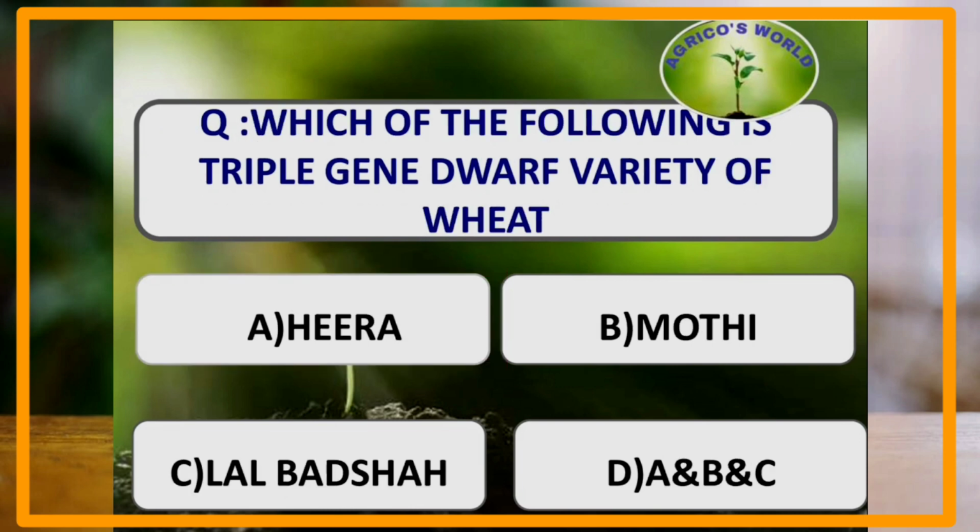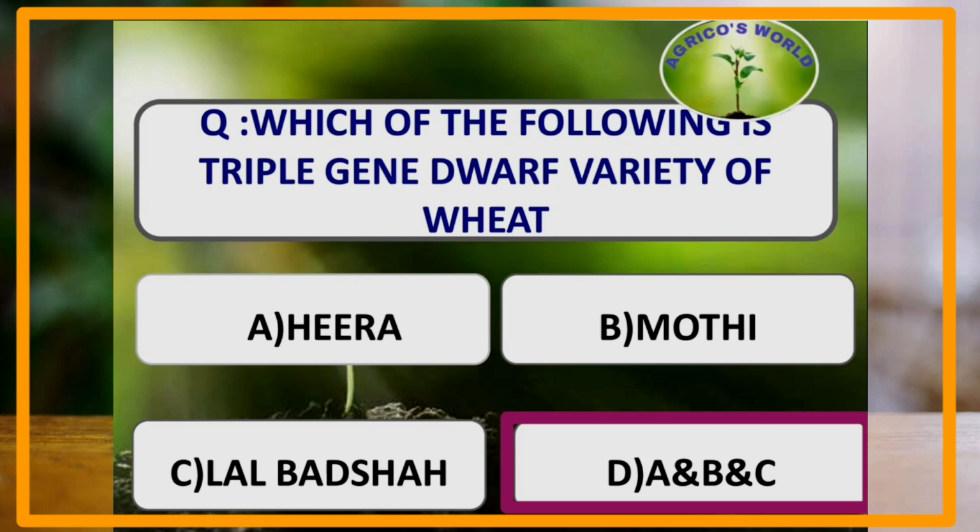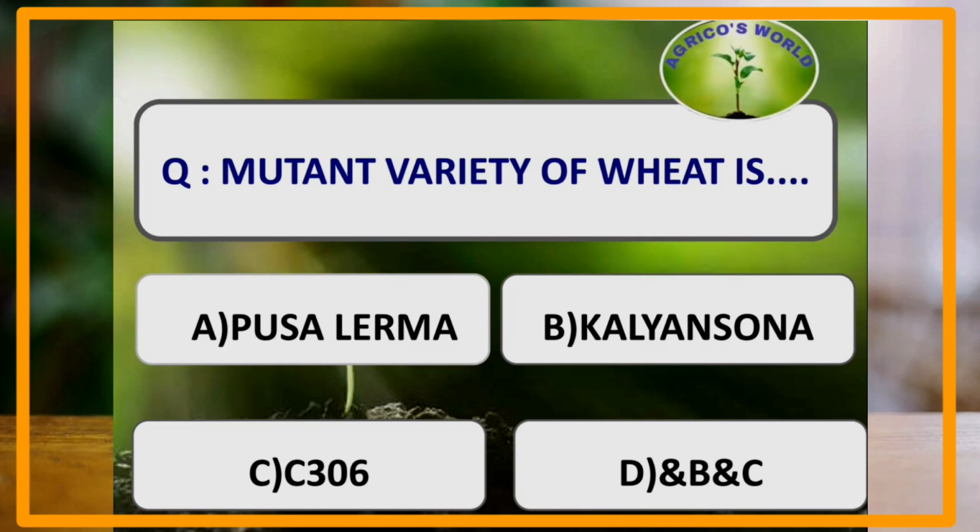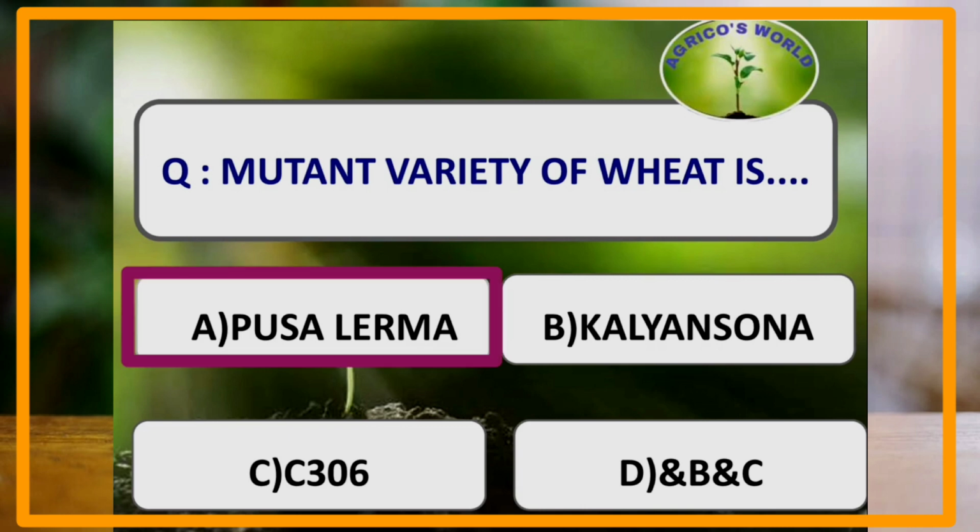Moving on to the next question. Which of the following is a triple gene dwarf variety of wheat? As said earlier, Hira, Moti and Lal Bahadur are the triple gene dwarf varieties. So our option is option D, that is Hira, Moti and Lal Bahadur. Mutant variety of wheat is? Pusa Lerma is the mutant variety of wheat and it is developed from Lerma Rojo 64A. And other than Pusa Lerma, Sharbati Sonora is also a mutant variety which was developed from Sonora 64.